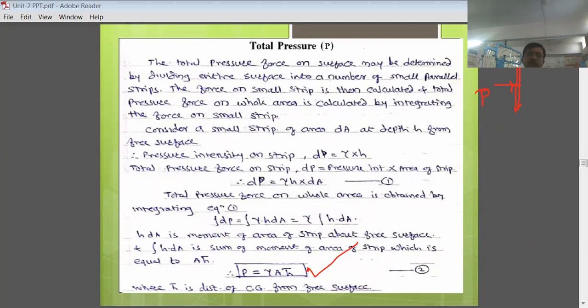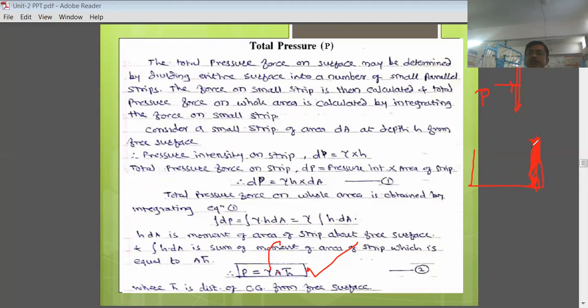So what is gamma here? Gamma is nothing but the weight density of the liquid in which that surface is submerged. Then capital A is nothing but the surface area of that vertical plane surface. And what is h bar? H bar is nothing but the CG of this plane surface.